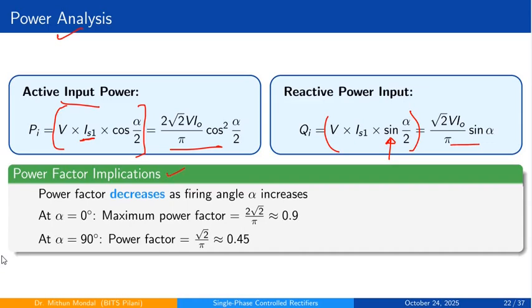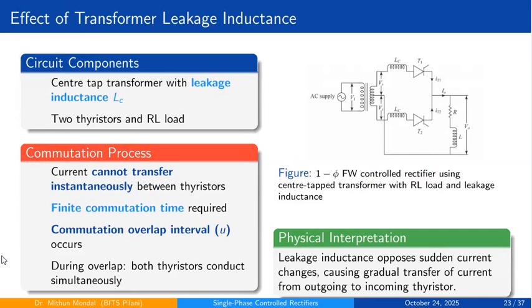What are the power factor implications? The power factor will decrease as the firing angle alpha increases. And at the extremities, if you check at alpha 0 and alpha 90, what happens? At alpha 0, you will get maximum power factor, close to 1, and at alpha 90 the power factor will be close to 0.45. Now we will see what is the effect of transformer leakage inductance.